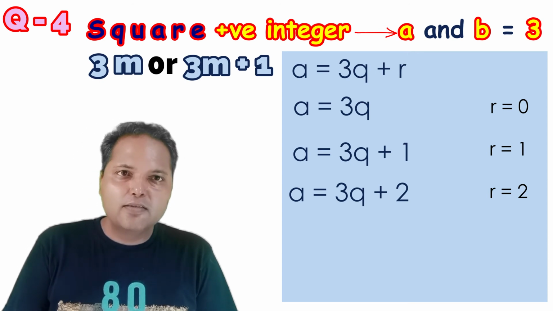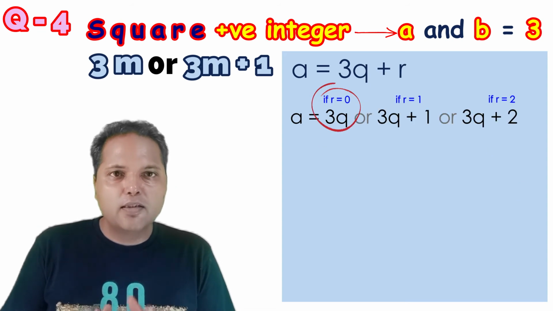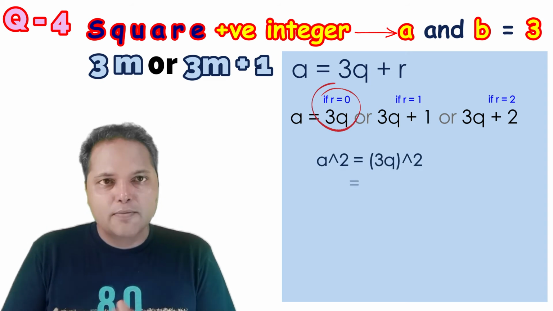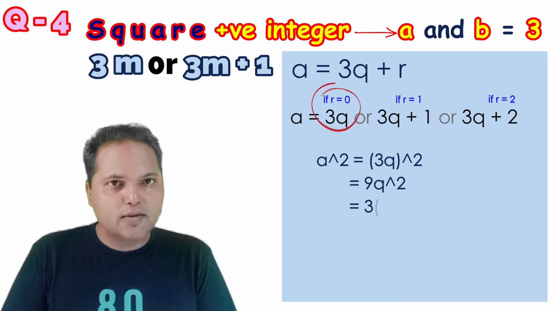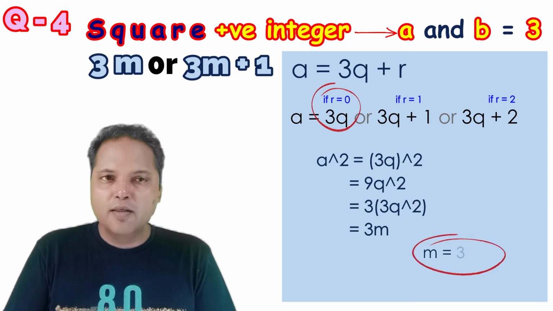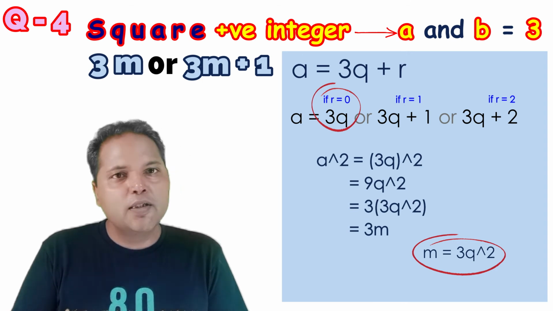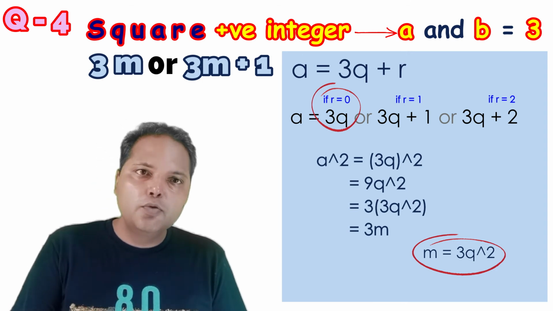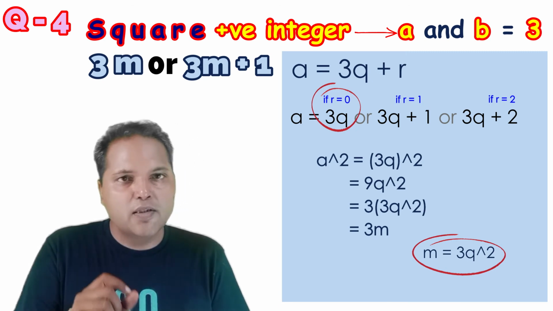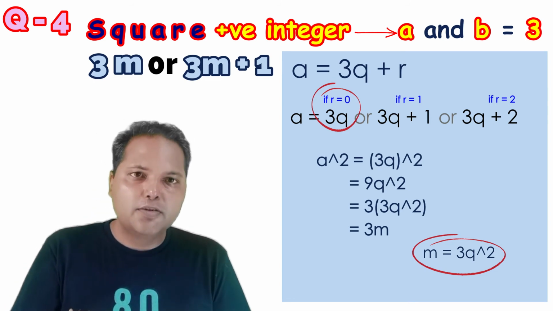And now we will consider the case of a square. तो चलिए पहला वाला केस देखते हैं जहां पर a is equal to 3q है. So when a square को हम कंसिडर करते हैं, then it becomes 3q whole square, that is equal to 9q square. तो हम इसको इस तरीके से भी लिख सकते हैं, where m is equal to 3q square. और यहाँ पर जो वैल्यू m की होगी वो हमेशा एक इंटीजर की होगी, because we know that both q and 3 are integers, and the addition and the multiplication of two integers always gives us an integer. That means m जो होगा वो हमारा एक इंटीजर होगा, राइट?